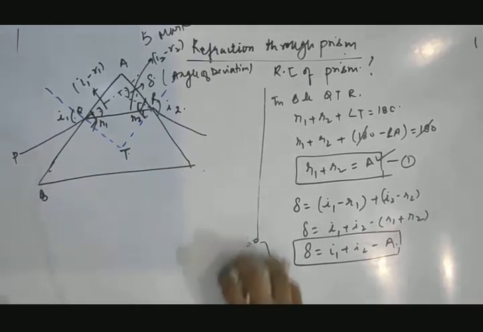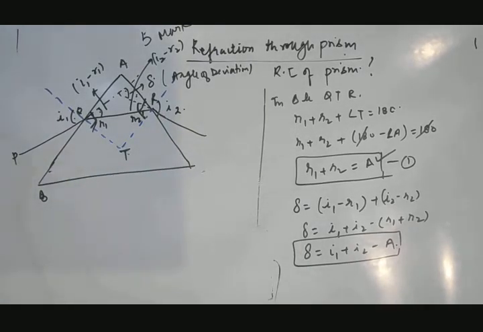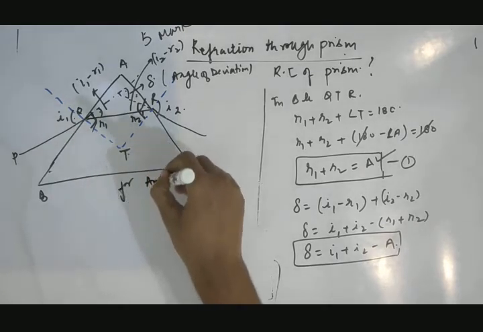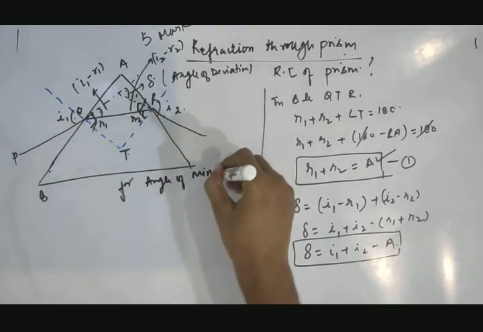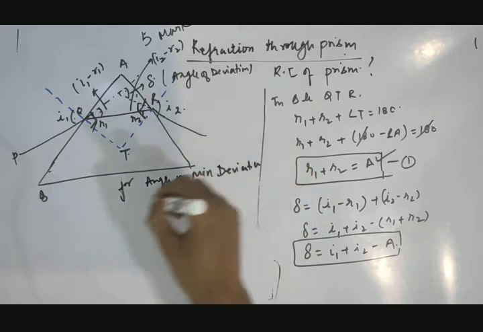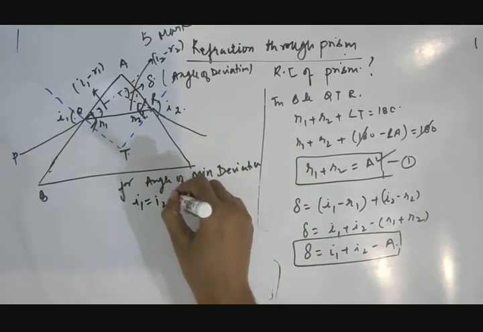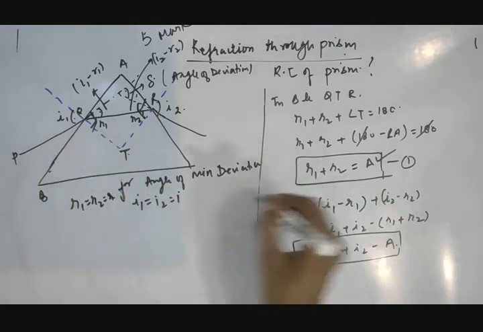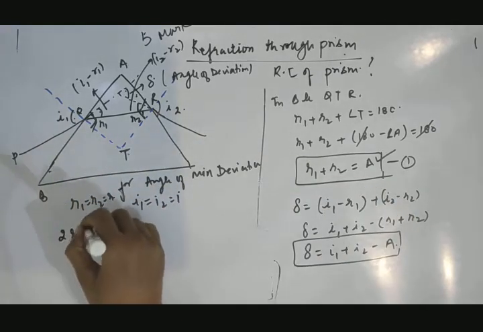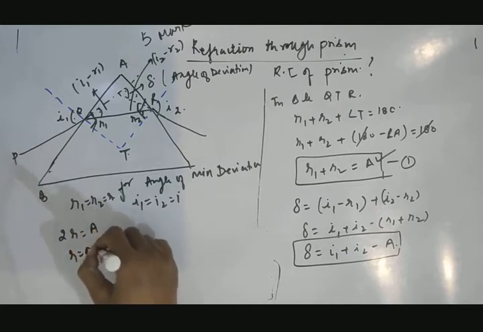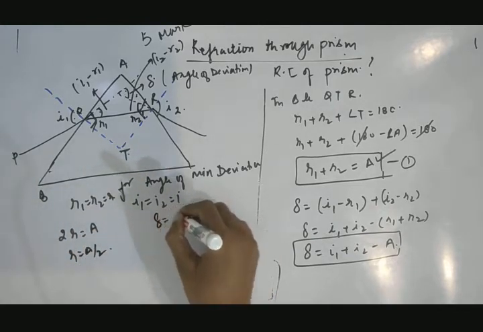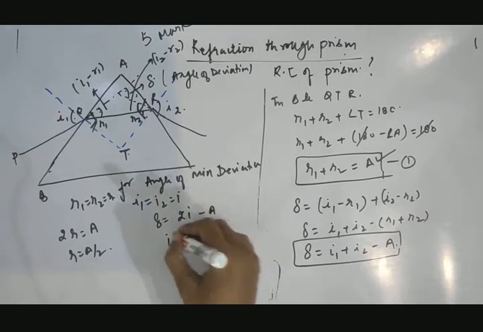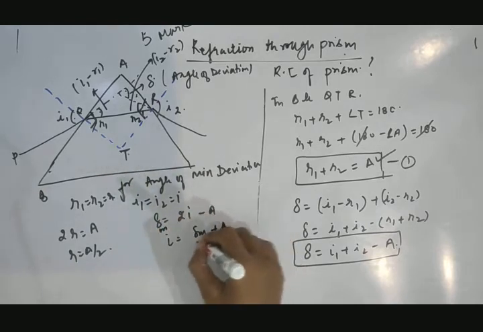Now for calculating the refractive index, what we need to do is assume the angle of minimum deviation, and R1 equal to R2 equal to R. So the equation becomes 2R equal to A, R equal to A by 2. Similarly, delta equal to 2I minus A. So I equals delta minimum plus A divided by 2.